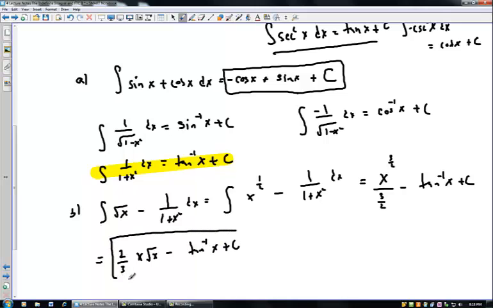And that's my answer. Again, you can check your work. I'd probably check it from up here. 3/2 comes down, cancels at the bottom. Then take away 1, so it's x to the 1/2. And the derivative of tan inverse of x is 1 over 1 plus x squared. And everything checks out. Right? Check.